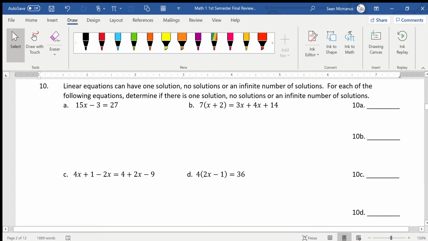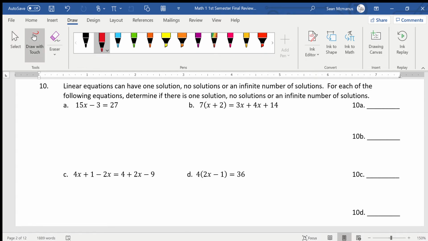So let's just go ahead and solve these little two-step equations. They're pretty easy. So add 3 to both sides. I have 15x equals 30. Divide both sides by 15. X has to be 2. All right, so x is 2. If I get an answer like x equals 2, a number, then that means there is a solution. And I actually know what the solution is right here.